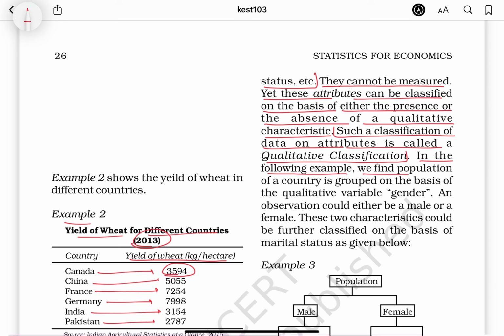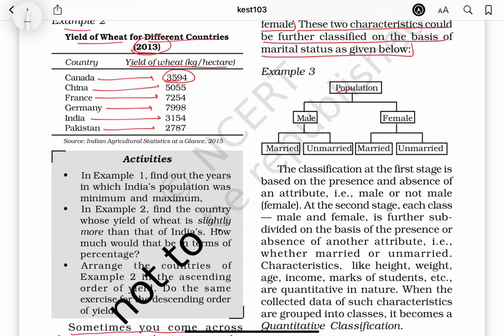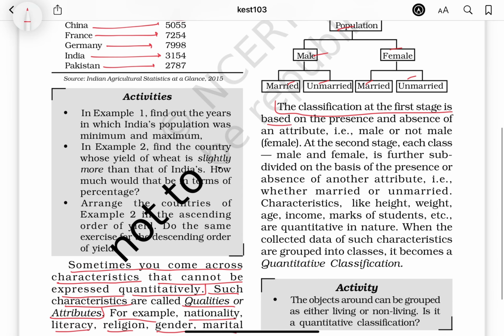In the following example, we find the population of a country is grouped on the basis of the qualitative variable gender. An observation could either be a male or a female. These two characteristics could be further classified on the basis of marital status as given below. Population: male, female; married, unmarried, married, unmarried. The classification at the first stage is based on the presence or absence of an attribute, that is male or not male, meaning female. At the second stage, each class, male and female, is further subdivided on the basis of the presence or absence of another attribute, that is whether married or unmarried.